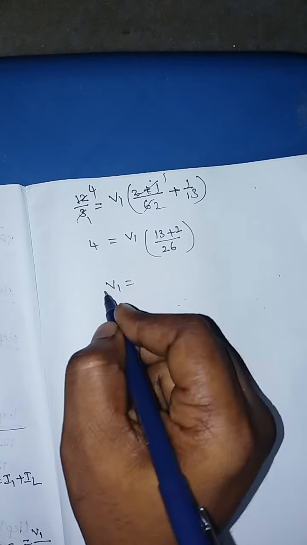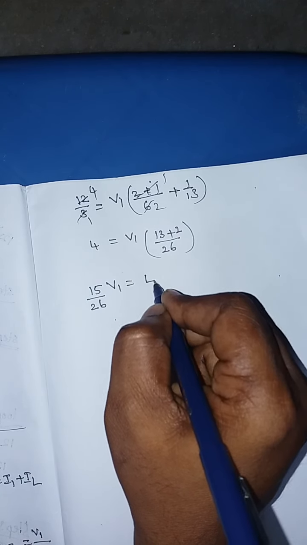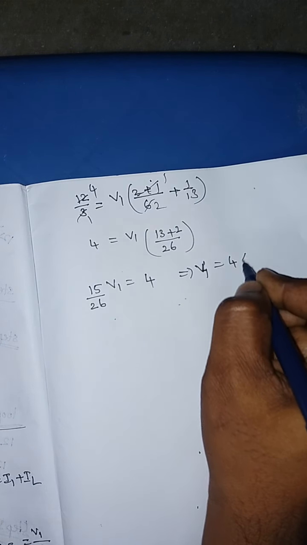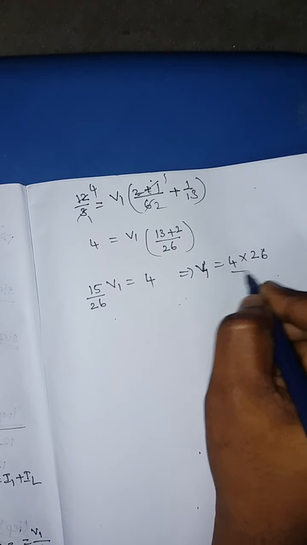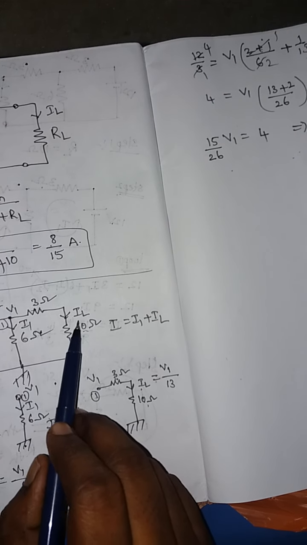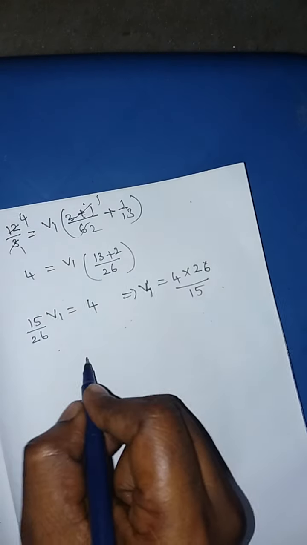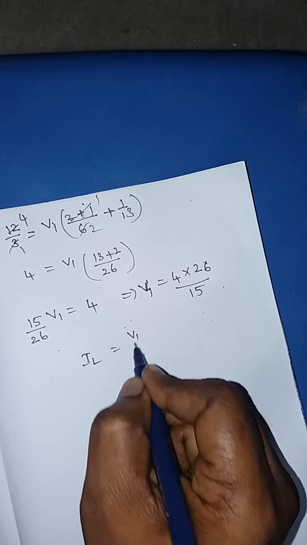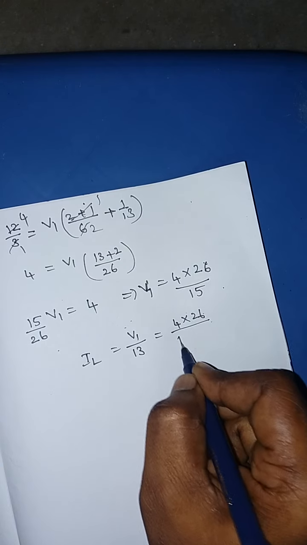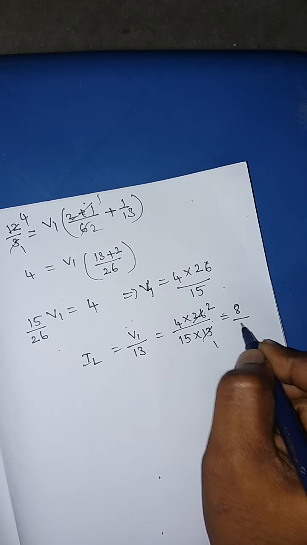V1 is equal to 15 by 26. V1 is equal to 4. So hence V1 is equal to 4 into 26 divided by 15. Then what is IL? IL is equal to V1 by 13. I substitute into the same equation. IL is equal to V1 by 13. That means 4 into 26 divided by 15 into 13. 13 ones are 13, twos are 26, giving 8 by 15 ampere.